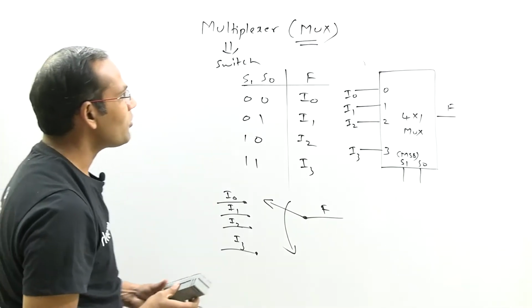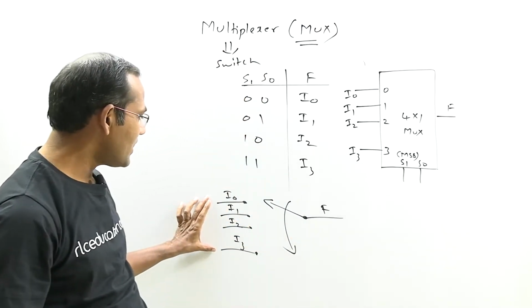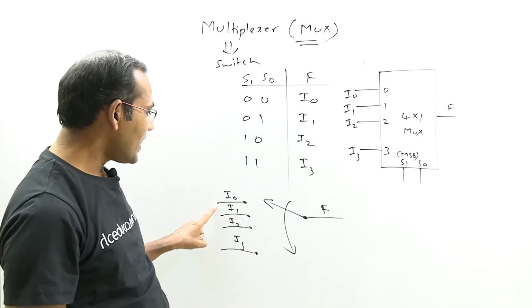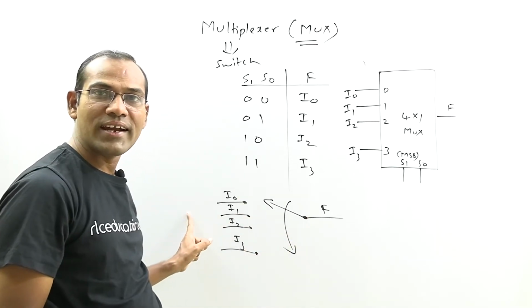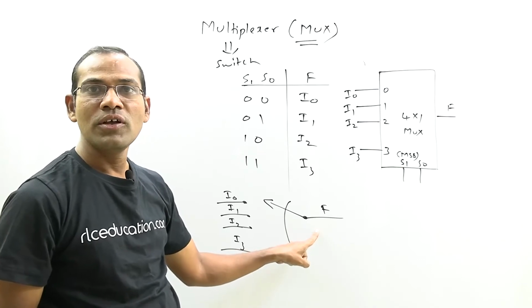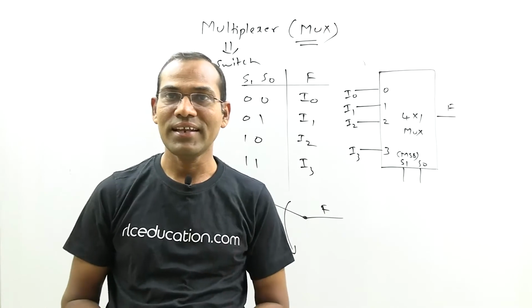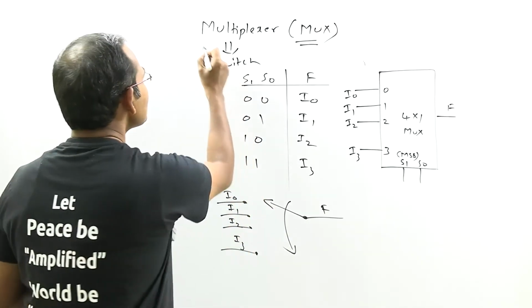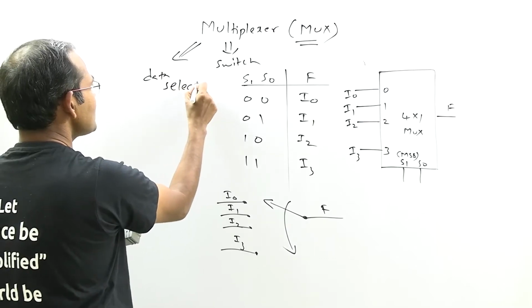And one more point about multiplexer is, here several data is there. One of the data is selected and it is transferred to output. That's why it is called data selector. So it is also called data selector. That is another name for multiplexer.